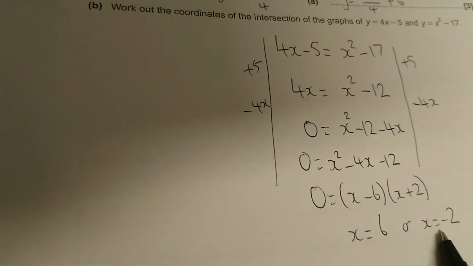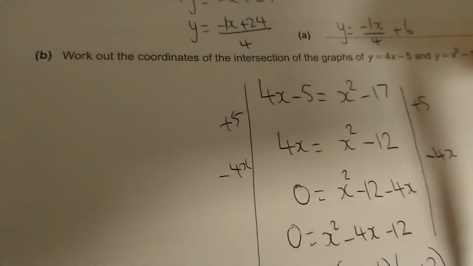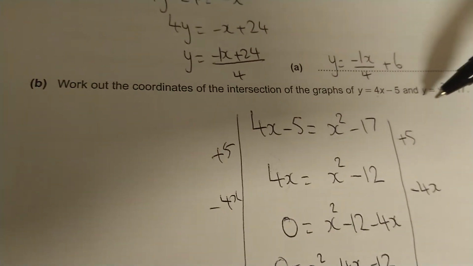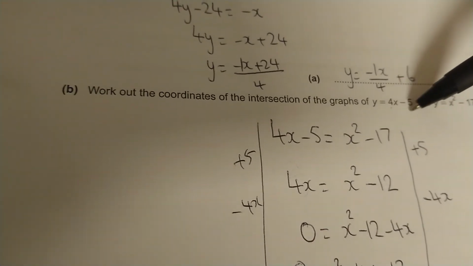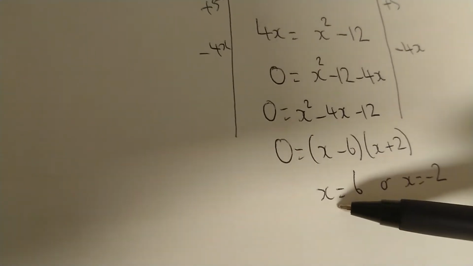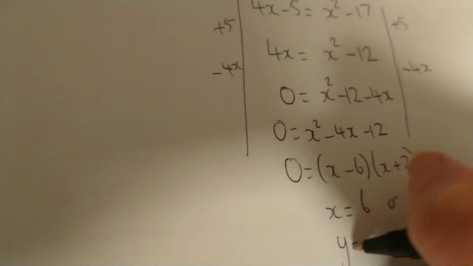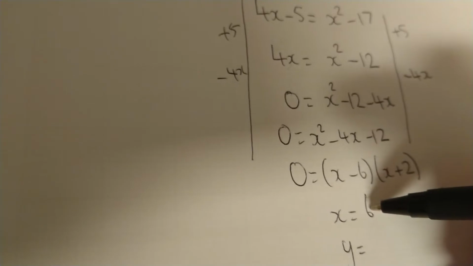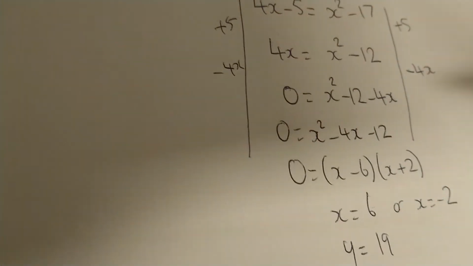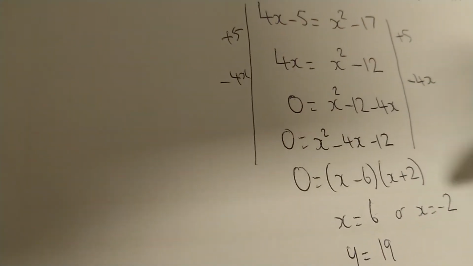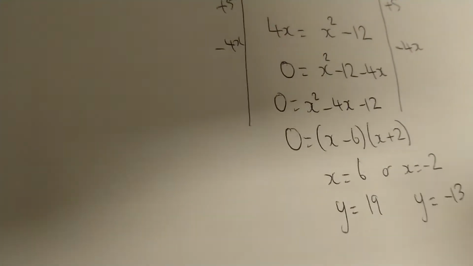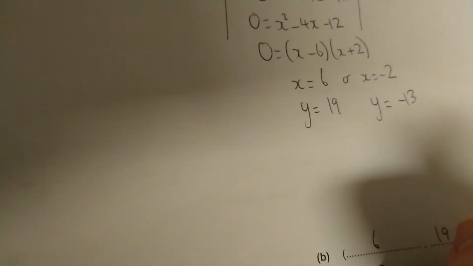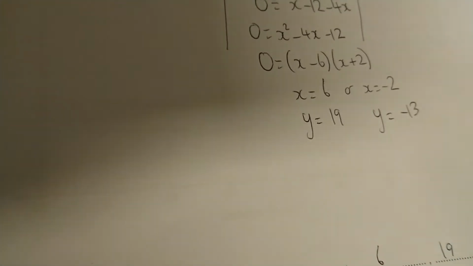We now need to work out the y values, and to do that you put your x values back into one of the original equations. So I'm going to go for this one, where we times it by 4 and then take away 5. So if x is 6, if I times that by 4 and take away 5, times by 4 is 24, take away 5 is 19. This one times by 4 is minus 8, take away 5 is then minus 13. So my two coordinates are 6, 19, and then minus 2, minus 13.